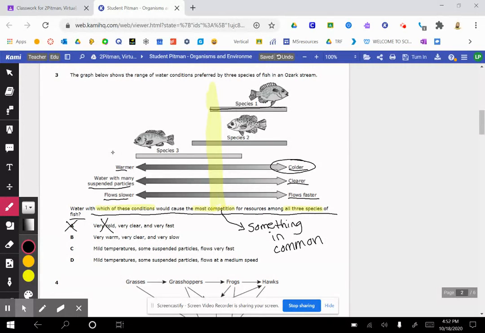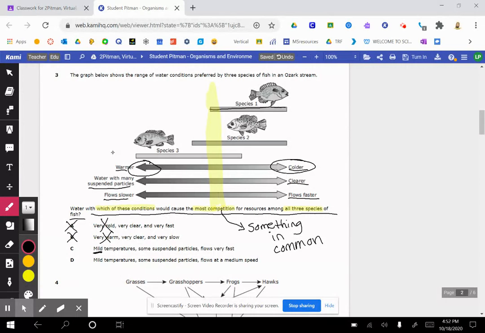Warm would be down here at this end. So I'm not going to think it's that. Mild temperatures. Mild means like if you're thinking mild salsa, right? It's not real spicy, but it's not going to taste like ketchup either. So you're kind of in the middle. So mild's going to sound like it's in the middle for me.